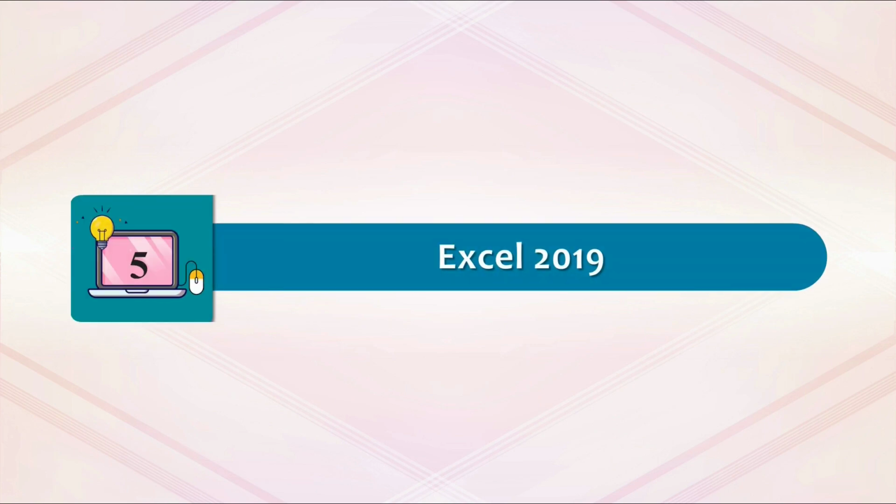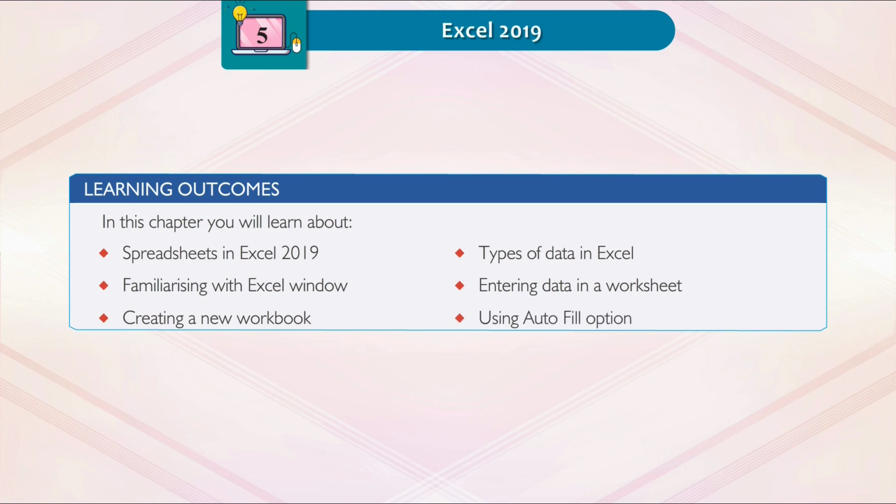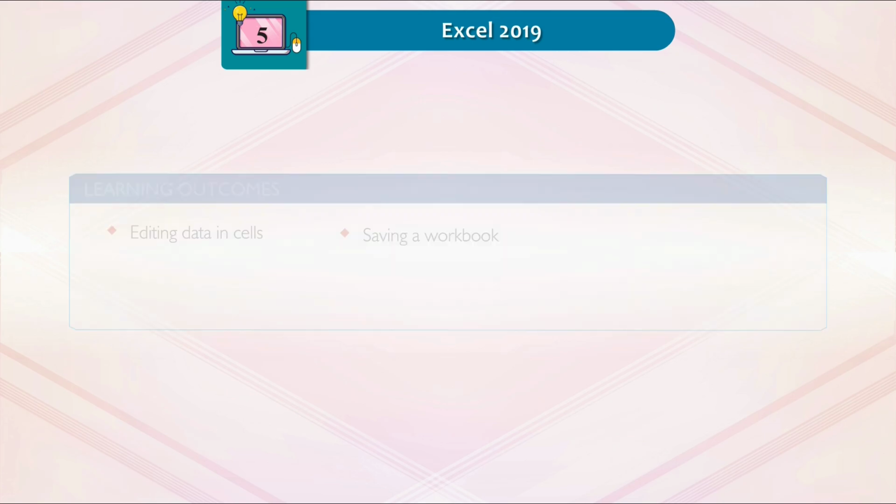Chapter 5, Excel 2019. Learning Outcomes. In this chapter, you will learn about spreadsheets in Excel 2019, familiarizing with the Excel window, creating a new workbook, types of data in Excel, entering data in a worksheet, using the autofill option, editing data in cells, and saving a workbook.